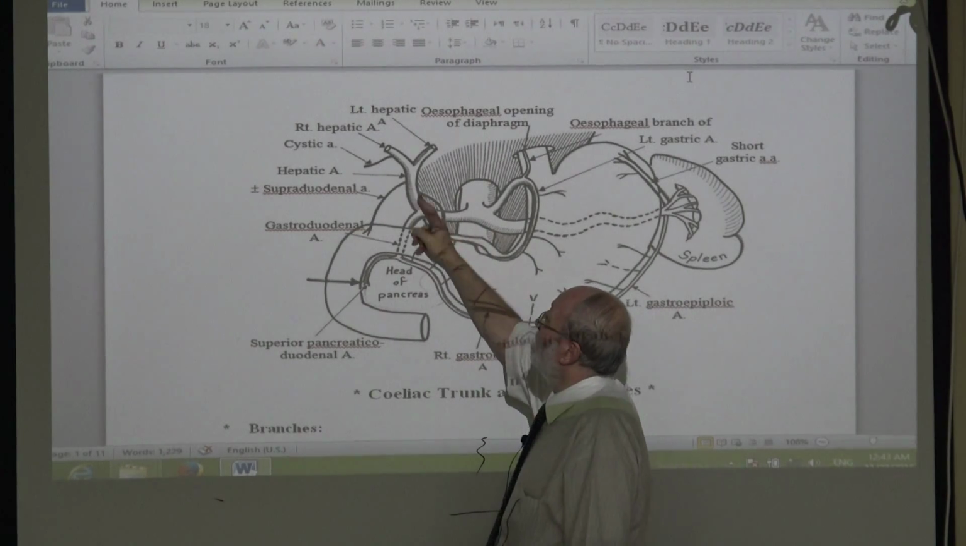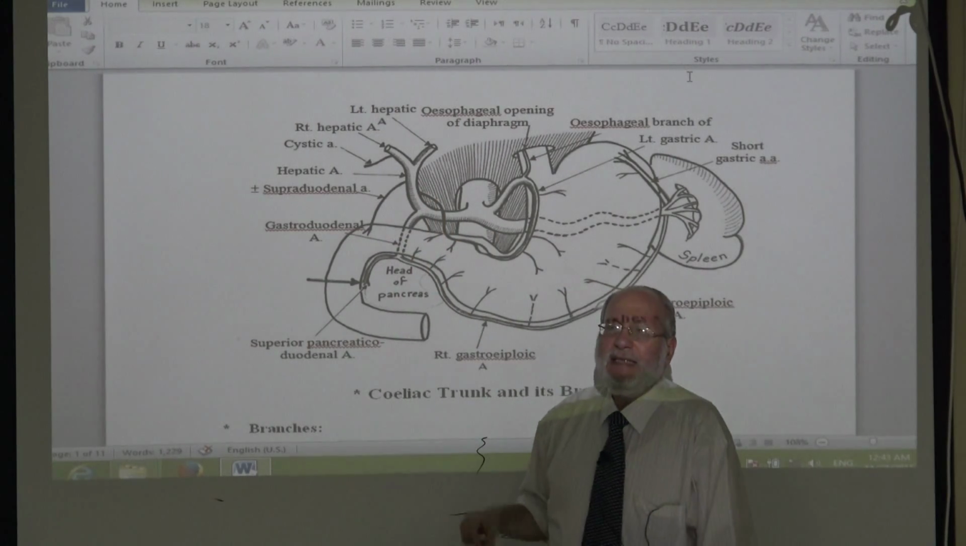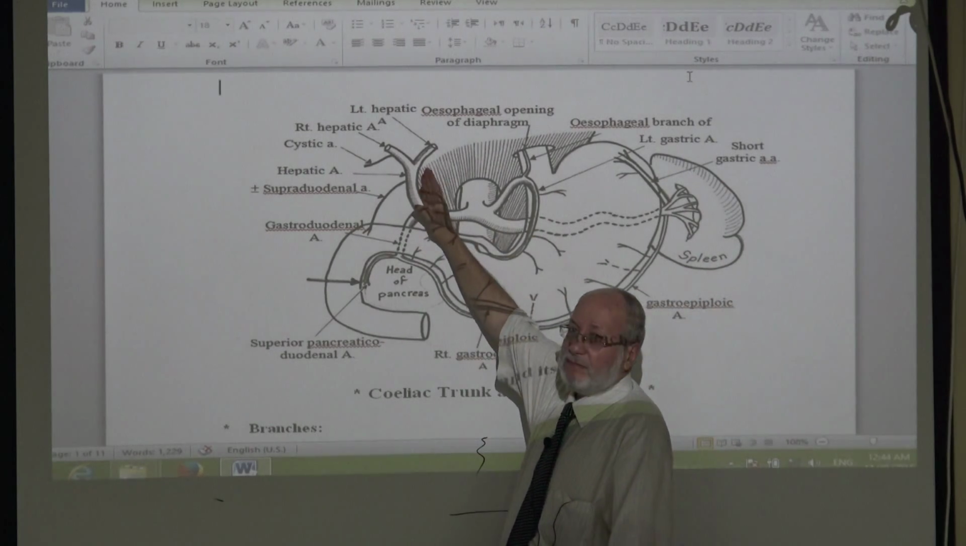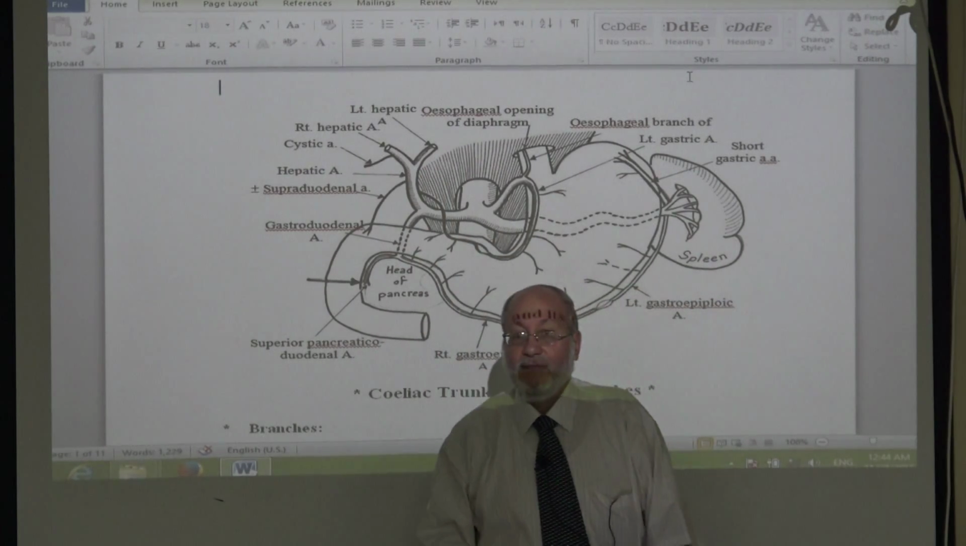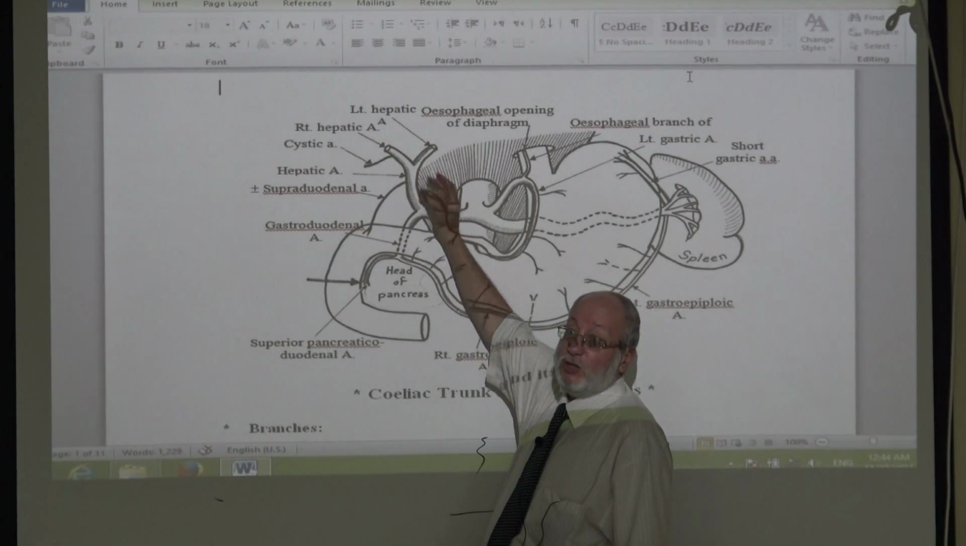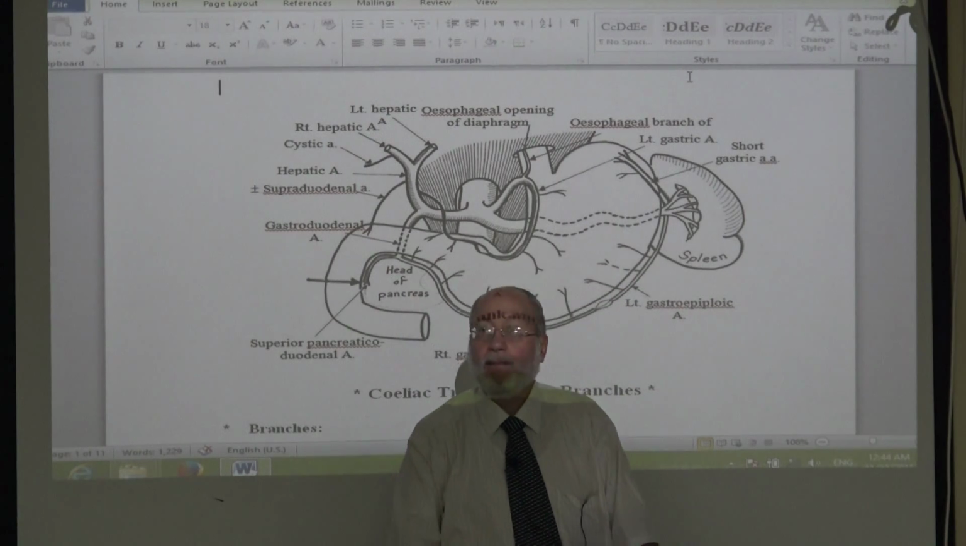Therefore, the hepatic artery passes to the liver. Where? As the hepatic artery arises upward to the liver, it passes where?